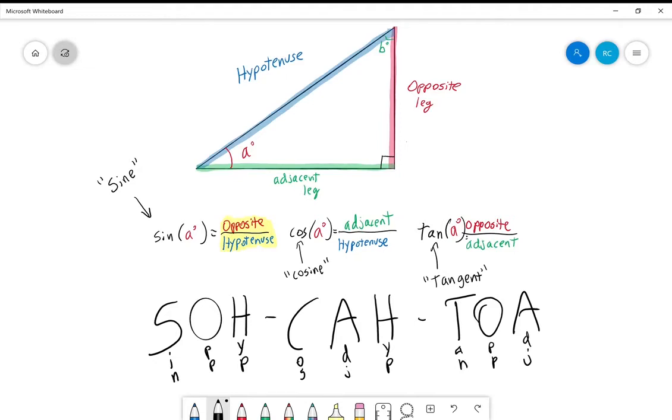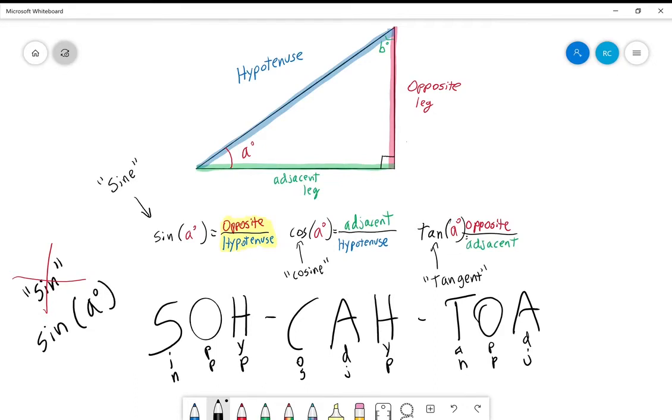Now, one thing really fast. You can't just say sine. Okay? Sine is not a thing. It's not a number. It's not a variable. It's not a thing that you're multiplying by. It is like multiplication. Sine is a mathematical process. So you have to say sine of A degrees.